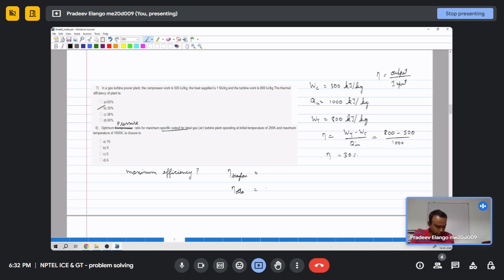So efficiency of Otto cycle is 1 minus 1 by compression ratio power gamma minus 1, right? And for Brayton cycle it is 1 minus 1 by pressure ratio power gamma minus 1 by gamma. Both of these are almost the same. If you convert this to temperature ratio, both will be 1 minus 1 by T2 by T1, where T1 is the temperature before compression and T2 the temperature after compression.